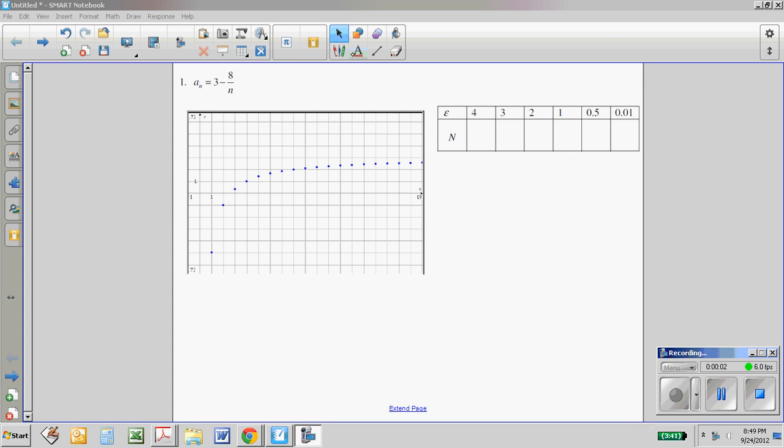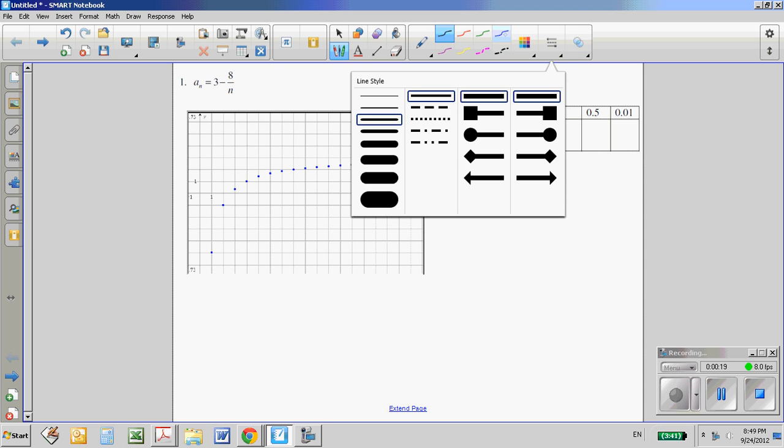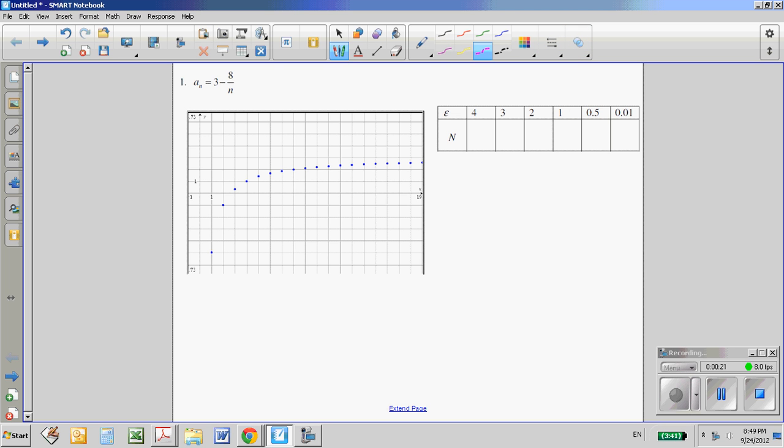Okay, so in the first entry in the table, you're looking for epsilon to be 4, which means you want to be within 4 units away. So what I'm going to do is draw that envelope that we talked about, just to see the boundaries, and I'm going to use a different color. Okay, so 4 away from 3.